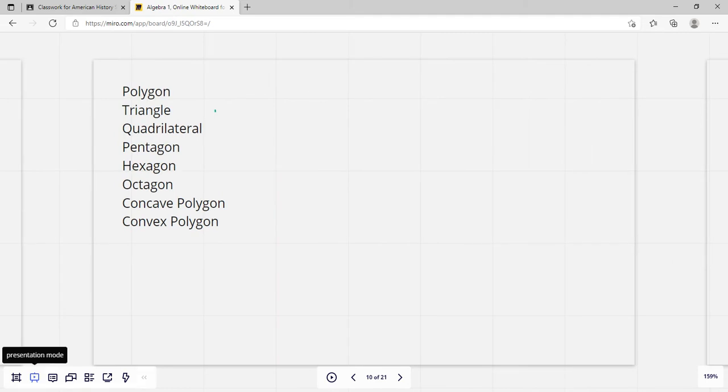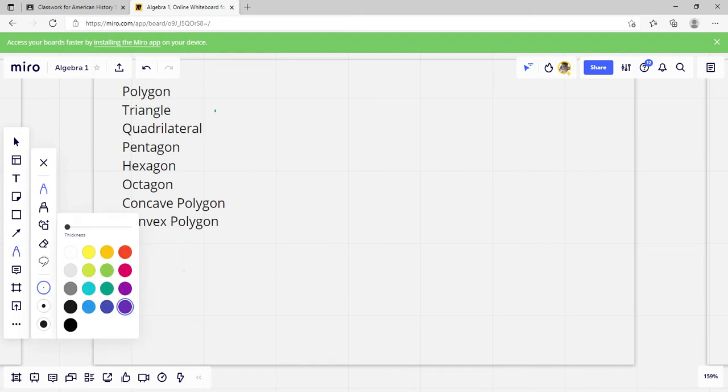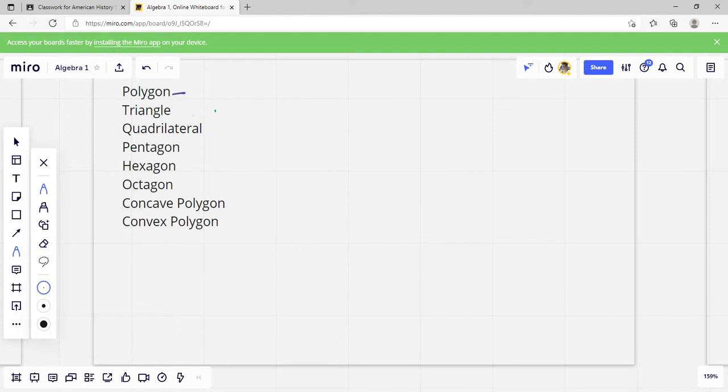All right, polygons. A polygon is a special kind of geometric figure. The word polygon is formed from the Greek word poly, which means more than one or many, and gonon, which means angle, so many angles. So it's a unique geometric figure with many angles. It could have any number of angles. So a polygon is a closed, flat geometric figure.